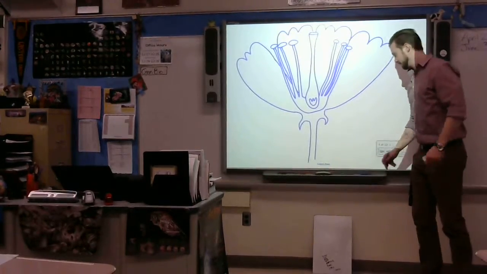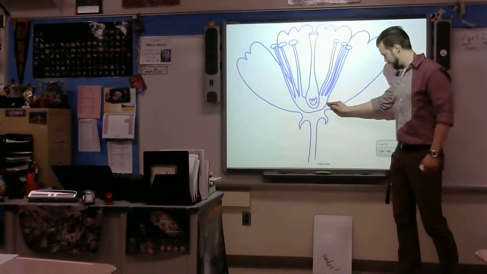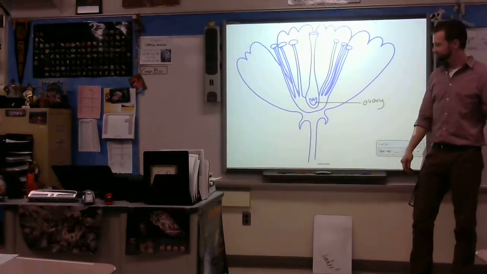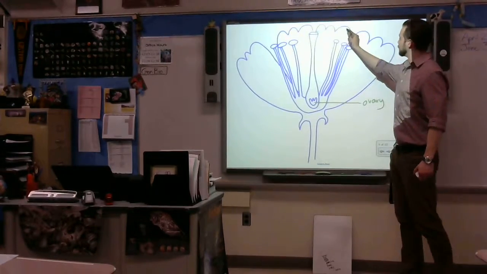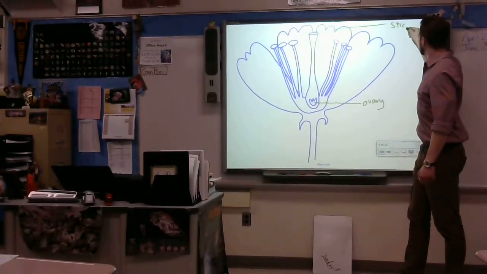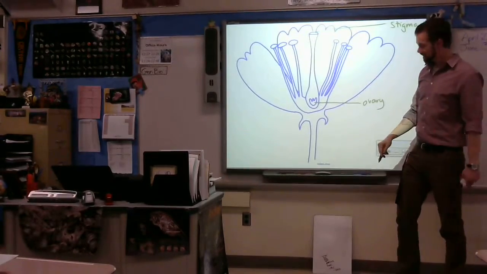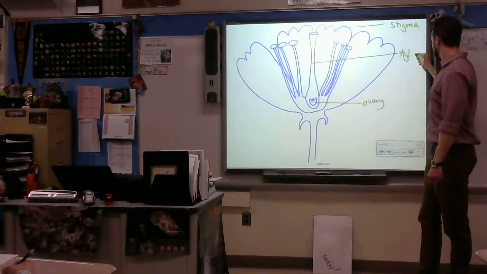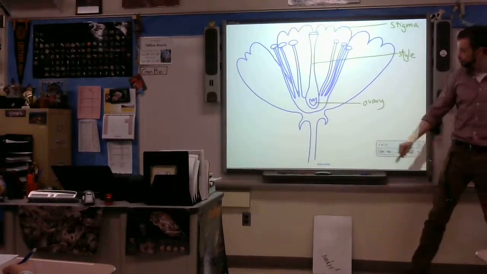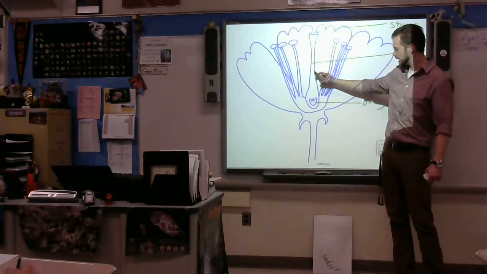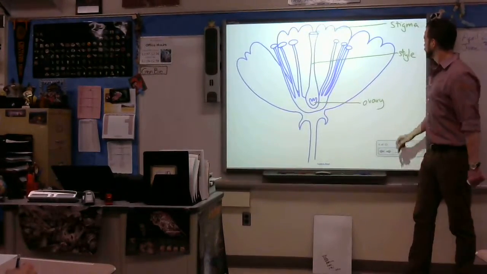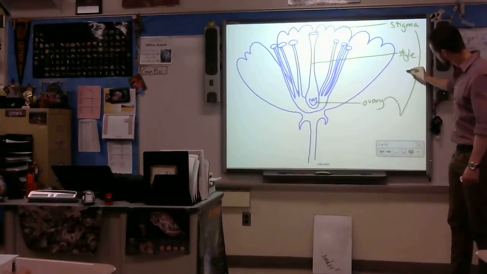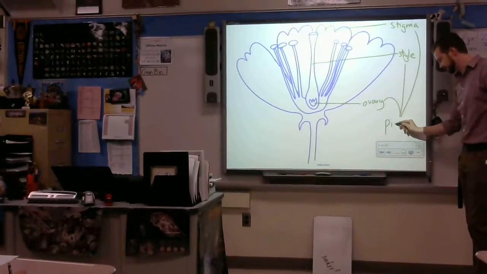So if we were to label all of these, this is the ovary, which contains the ovum or the egg. This is the stigma, which is the pollen landing site. The style is where the pollen tube would grow from where the pollen lands down to the ovary. Together, all three of those, all those together are the pistil.